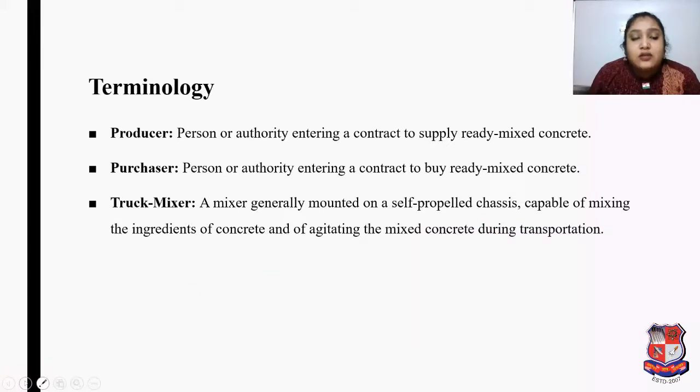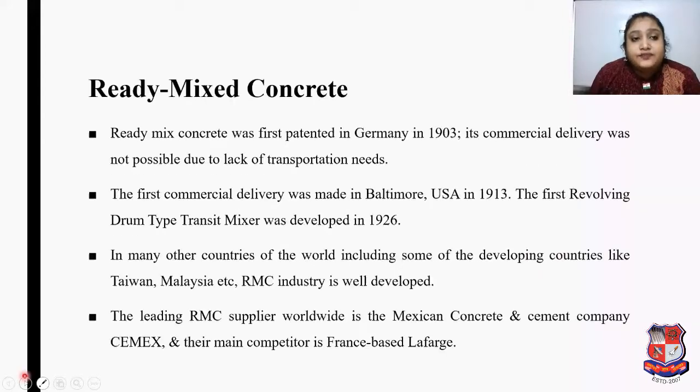So dear students, all these terminologies will be helpful to understand ready-mix concrete, so you can understand it well. Based on all the terminologies, ready-mix concrete was first patented in Germany in 1903. Its commercial delivery was not possible due to lack of transportation needs. The first commercial delivery was made in Baltimore, USA in 1913.